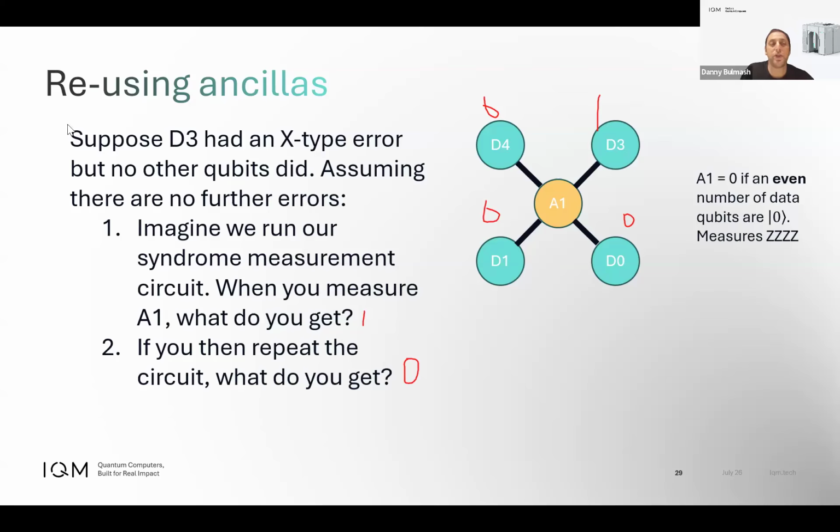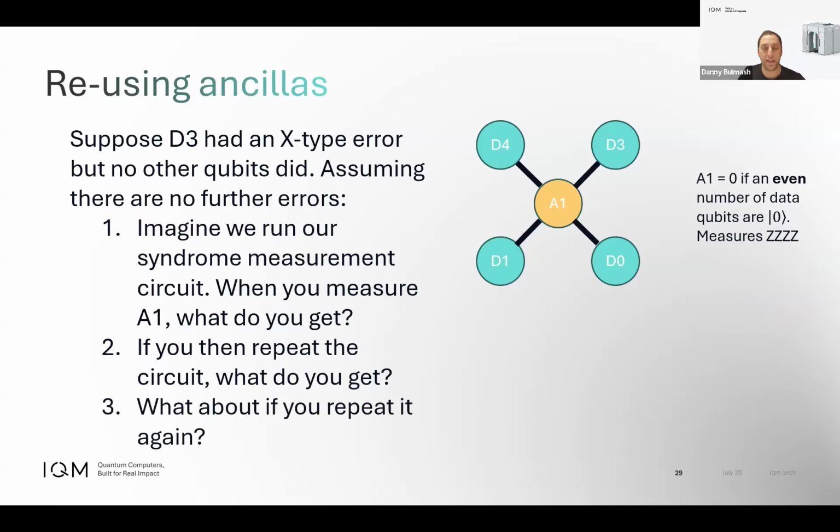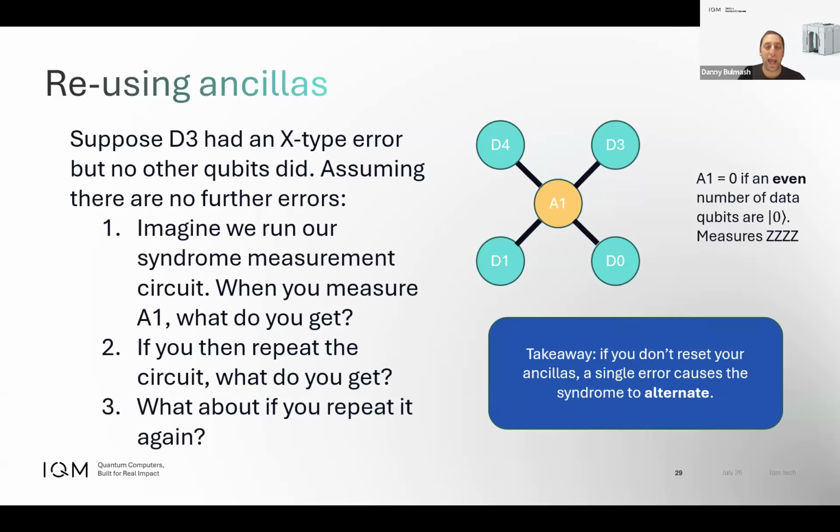And the reason that this happens is because we never said that we reset the ancilla. So technically speaking, if you want what I've put on the right-hand side here to be true, then you have to reset your ancillas. So must reset ancillas each time for this to be true. Because the circuit flips the ancilla if an odd number of qubits are 0. It doesn't actually set it this way. It just flips the ancilla. And so if you repeat it again, it's going to flip again and oscillate with no further errors. So just something to be aware of. The takeaway here is that if you don't reset your ancillas, one error that happens once will make your syndrome alternate. That doesn't mean that there's new errors, but that does mean that your syndrome is going to alternate.